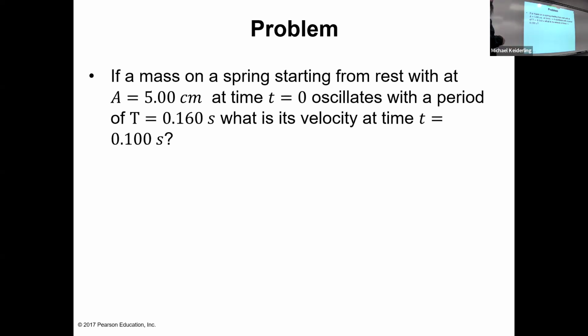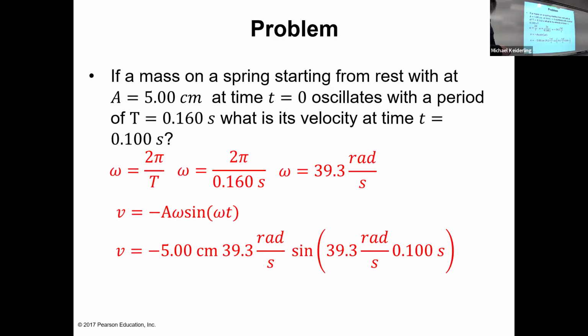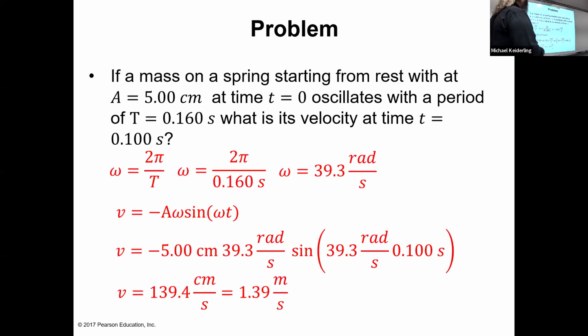And here it's the same spring, but this is asking what its velocity is at that time. So again, omega is 39.3 radians per second. The velocity is minus A omega times sine omega t, with minus 5 centimeters times 39.3 radians per second times the sine of 39.3 radians per second times 0.1 seconds, which is 139.4 centimeters per second, or 1.39 meters per second.